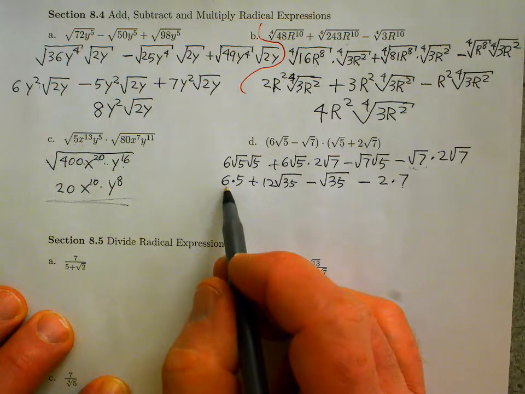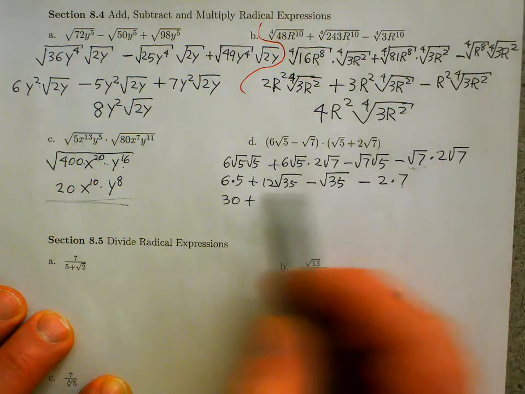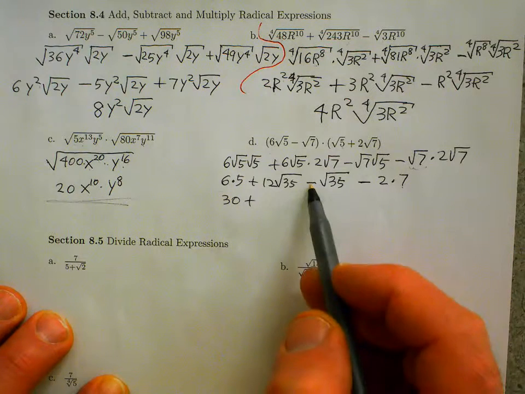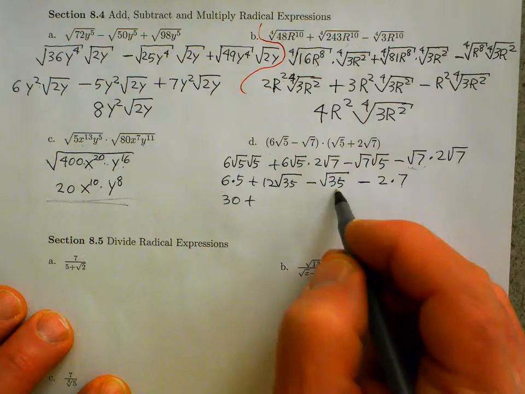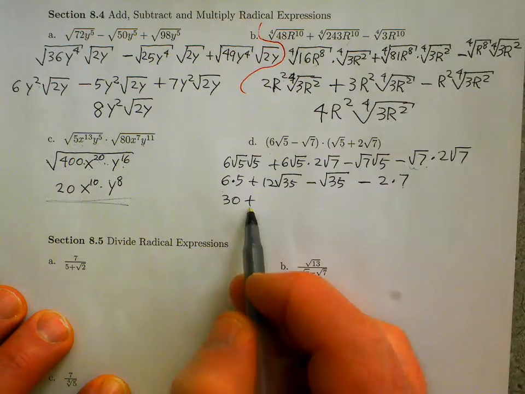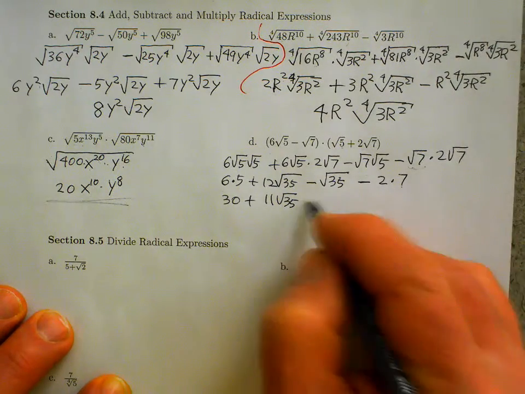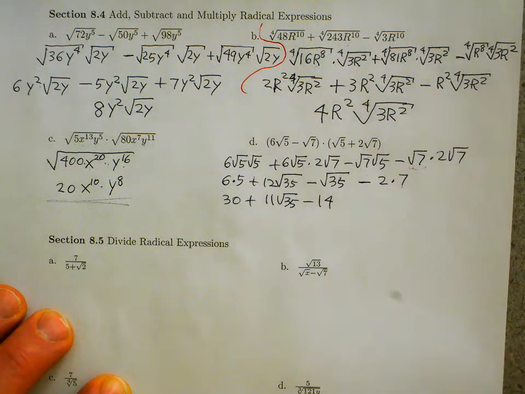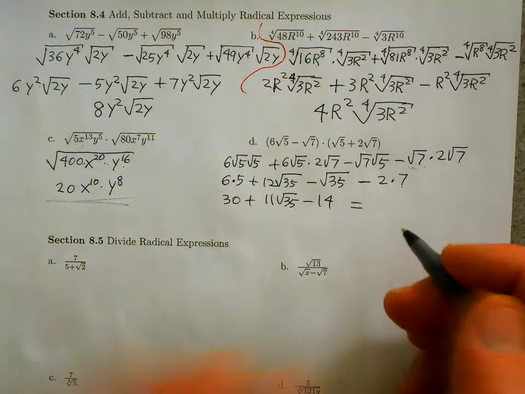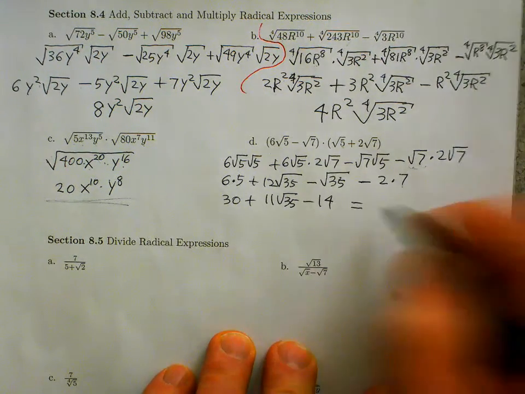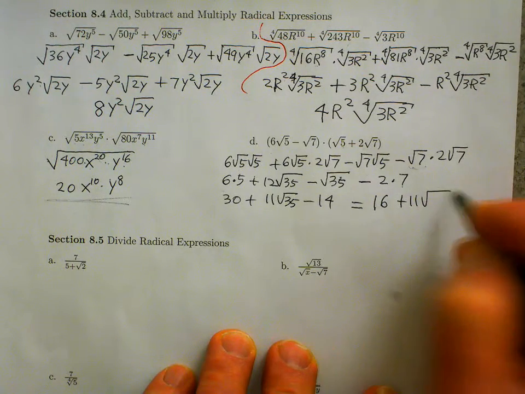Okay, simplify further. 6 times 5 is 30. The two middle terms are like radicals, so we can combine them. 12 times the square root of 35 minus the square root of 35 is equivalent to plus 11 times the square root of 35. And then minus 14, because 2 times 7 is 14. Then the final answer, 30 minus 14 is 16. So we have 16 plus 11 times the square root of 35.